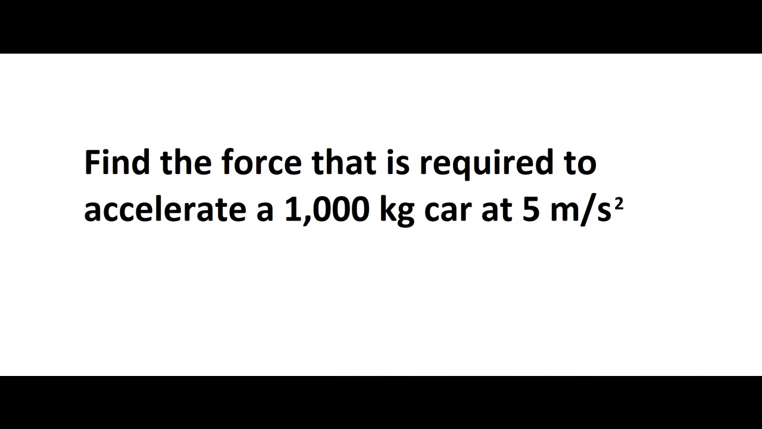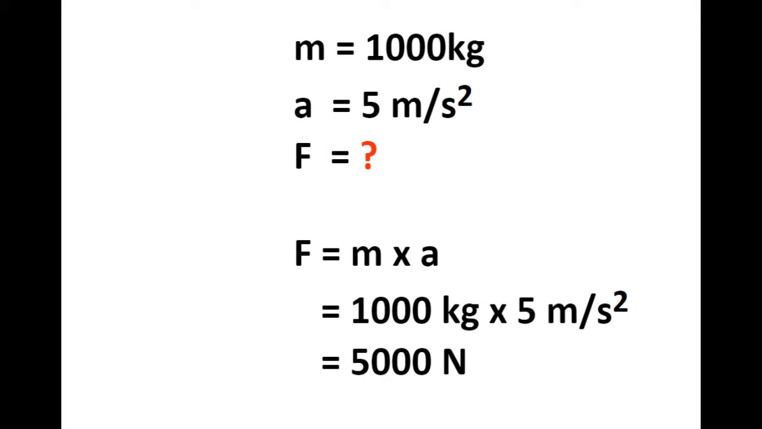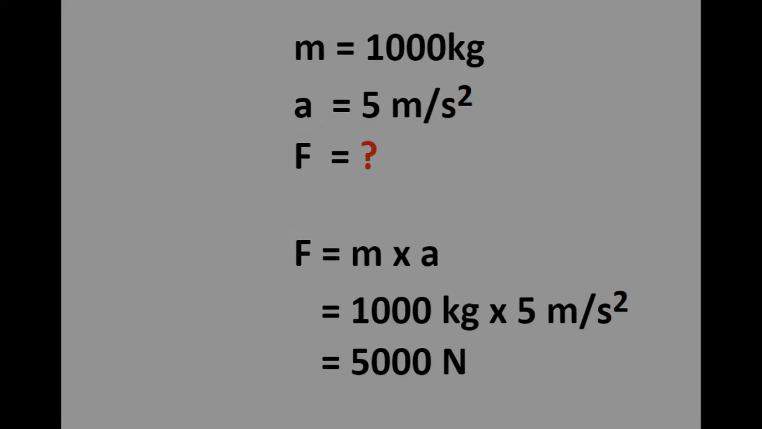Let's go to an example question. Find the force that is required to accelerate a 1000 kilogram car at 5 m per s squared. Check to make sure all your values are in the correct SI unit. Multiply your mass value, 1000 kilograms, by 5 m per s squared to calculate your value. The answer is 5000 newtons.